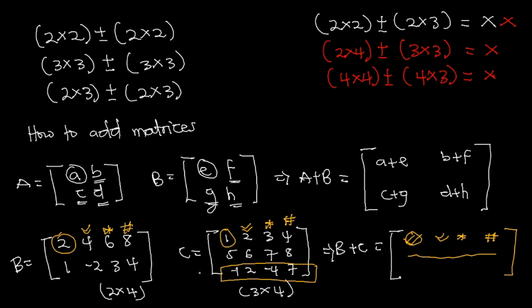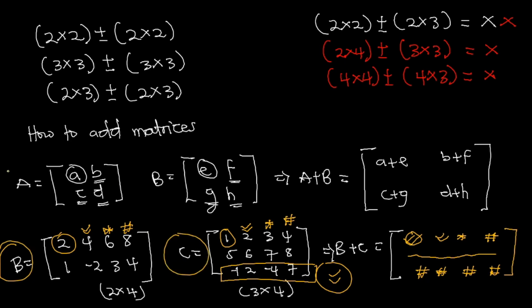The fact that we cannot add the last row, because this one has a last row and this one does not have the third row, means what? Our answer over here is going to be what? Invalid. We can add all the other elements and leave this row unadded. So that is why we cannot add matrices that do not have the same order.